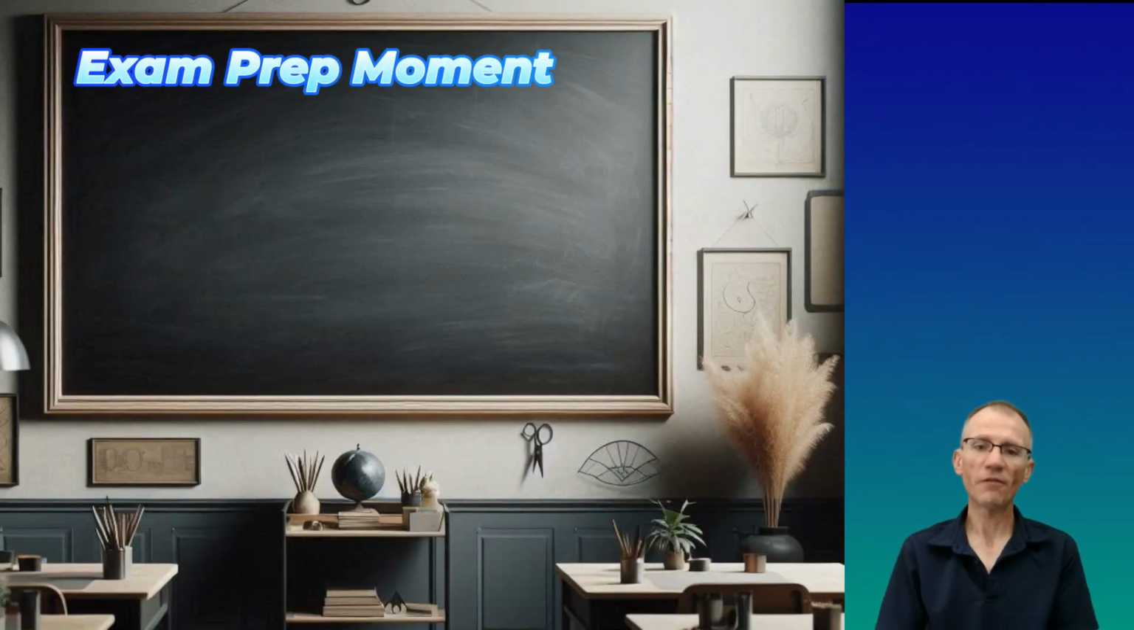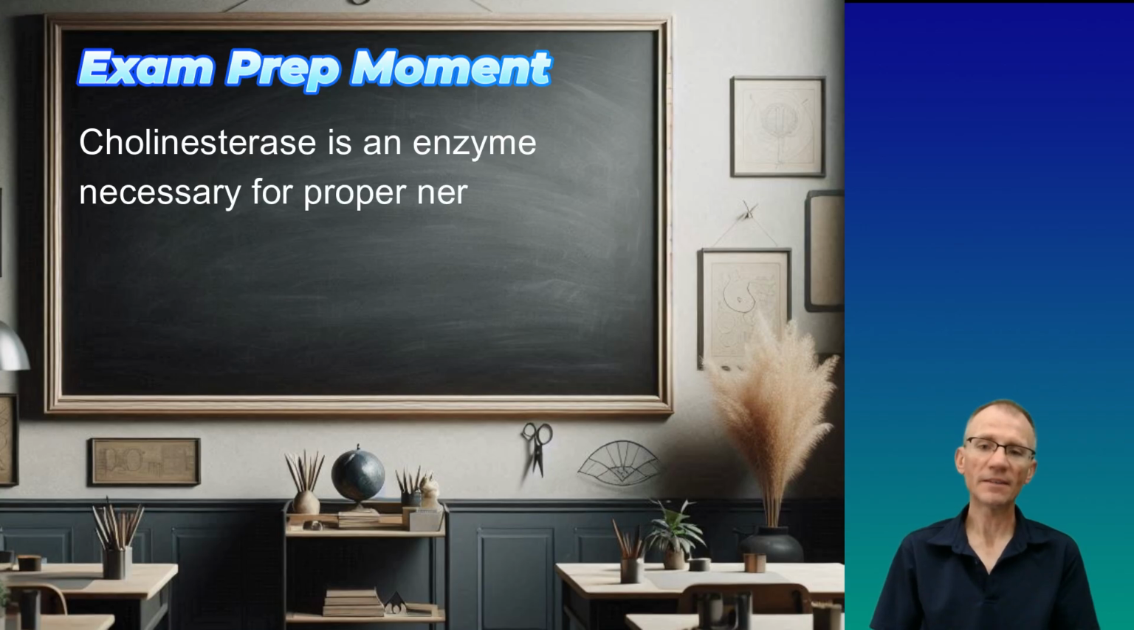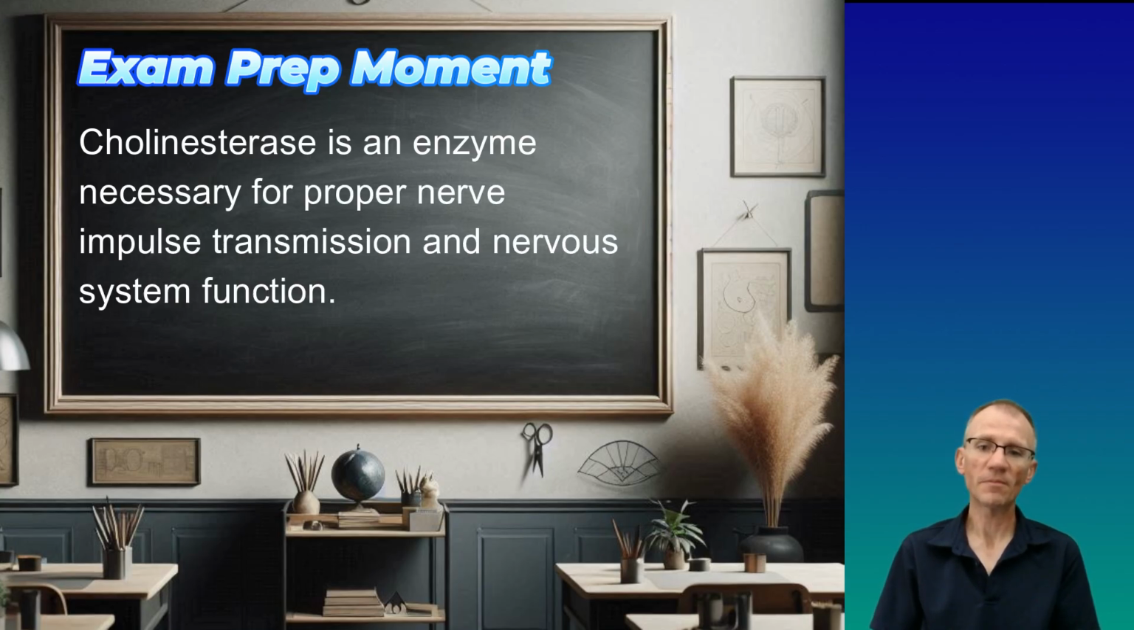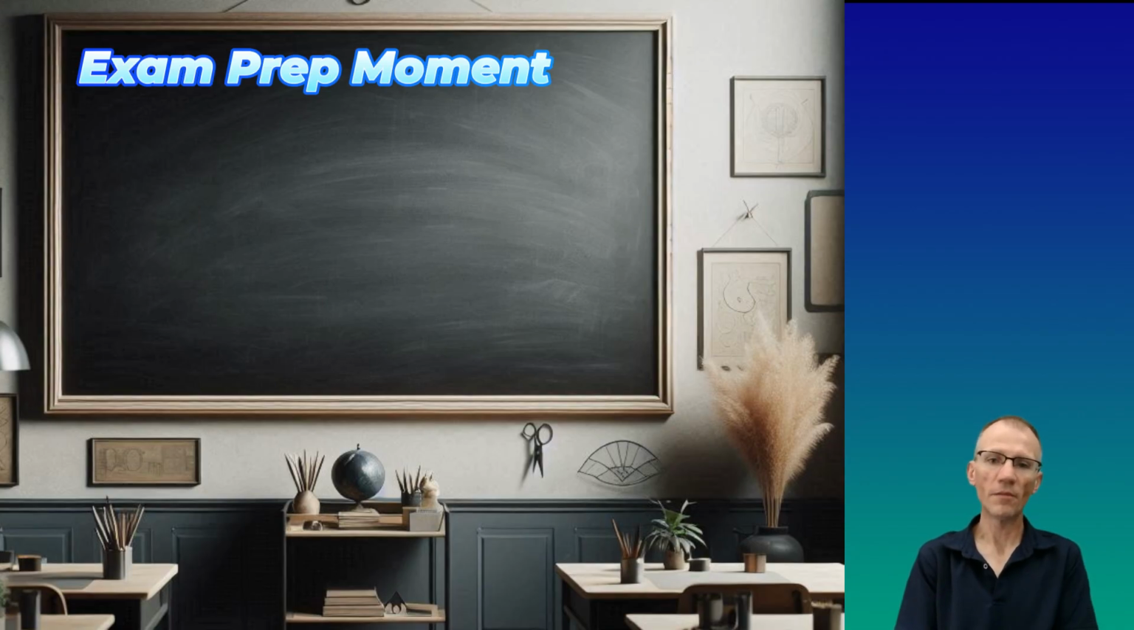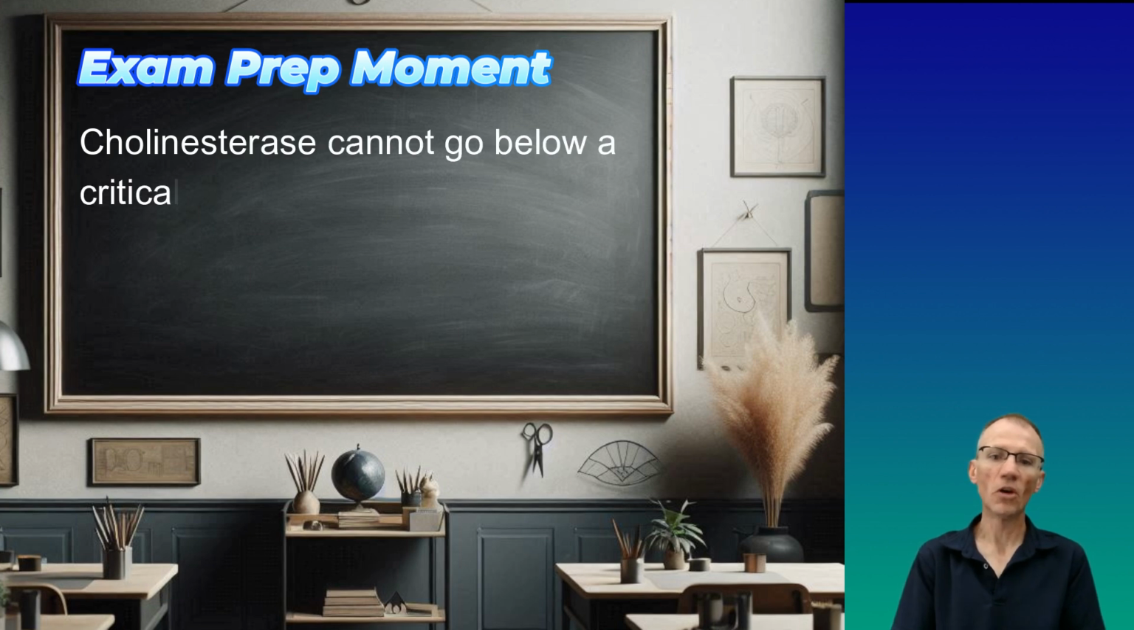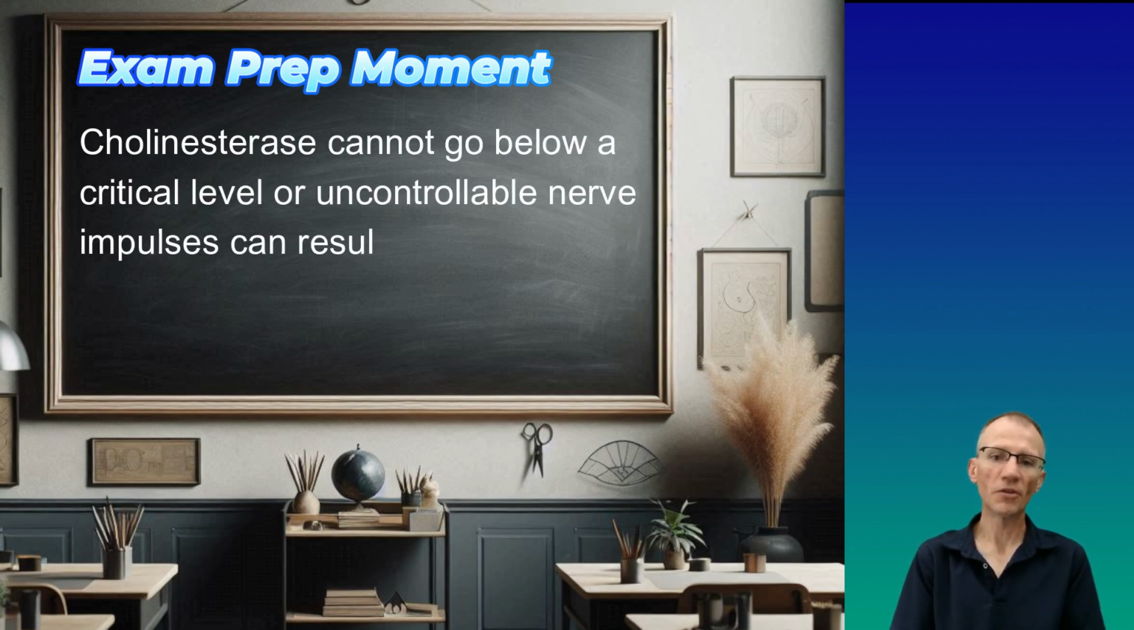Alright guys, I think we're ready for another exam prep moment. Commonly on core pesticide exams, you're going to hear the term cholinesterase, and you need to understand that it's an enzyme necessary for proper nerve impulse transmission and nervous system function. I also want to talk about this as well that we just discussed, but you really need to remember this. Cholinesterase cannot go below a critical level, or uncontrollable nerve impulses can result in the body. You need to keep in mind, you have to keep that critical level of cholinesterase in the body, or you can start having those uncontrollable nerve impulses.